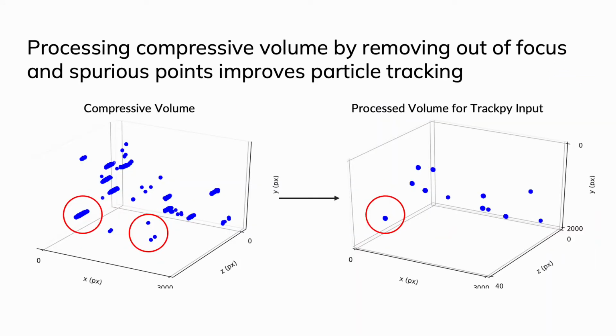We also add a processing step to remove spurious and out-of-focus points, as circled in the compressive volume on the left. The processed volumes contain only real focus points in the end. We input these final volumes to particle tracking software to get our results.